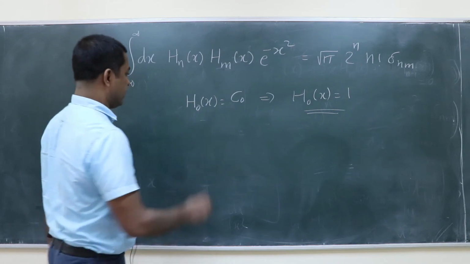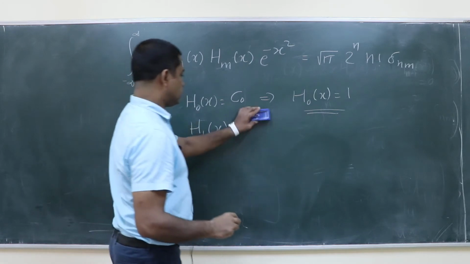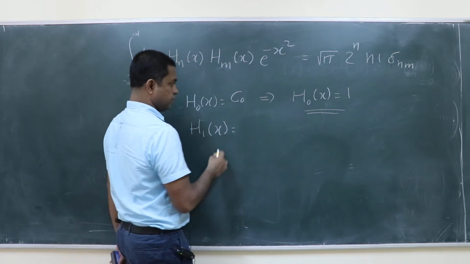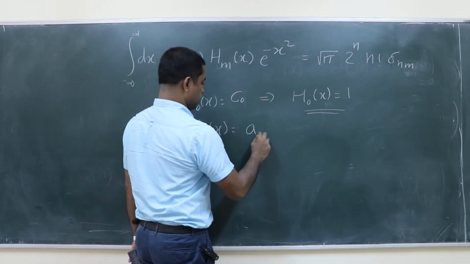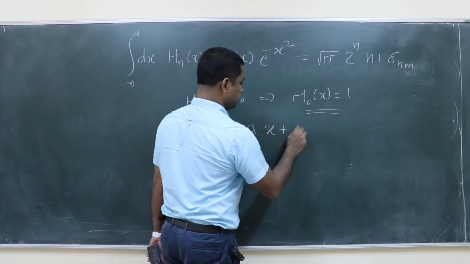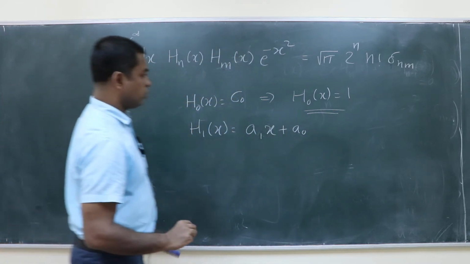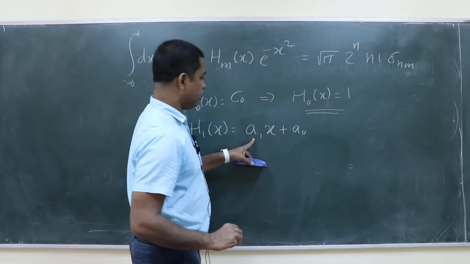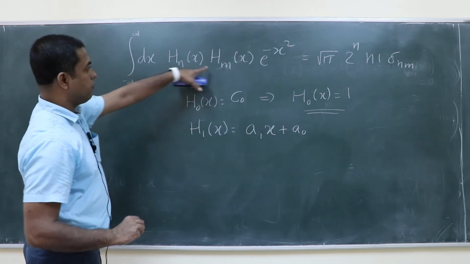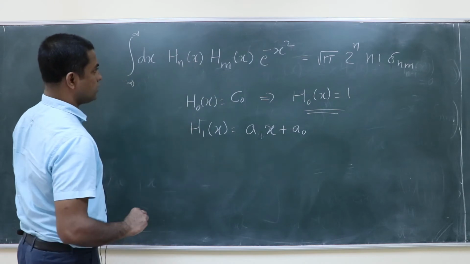Okay. So now H1 of x. H1 of x is a first order polynomial, so I have to take say a1x plus a0. Okay, so I can do this. So now the question is to find out a1 and a0. Now let us put n equal to m equal to 1 in this equation.